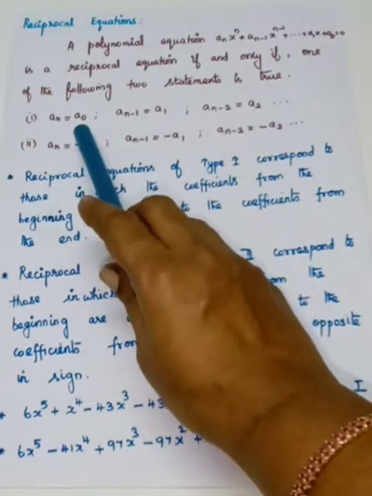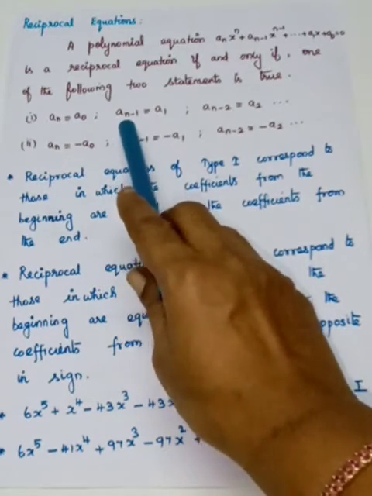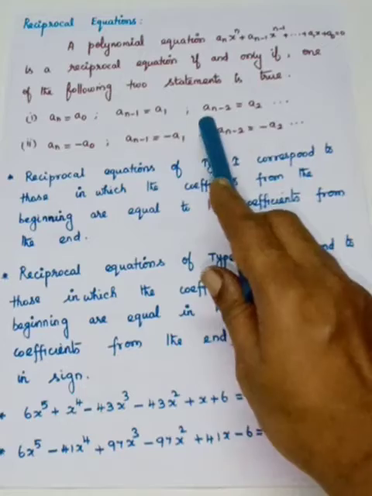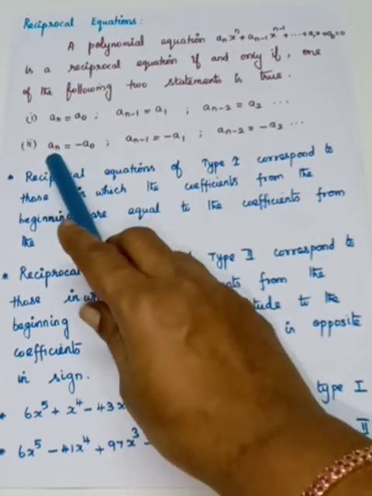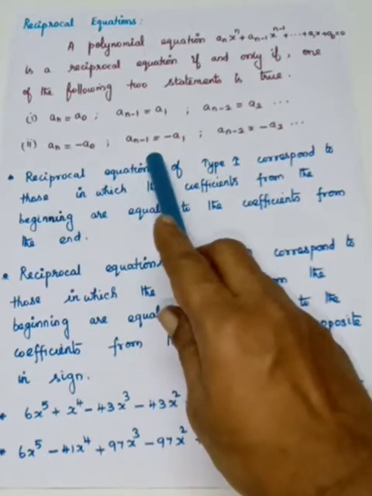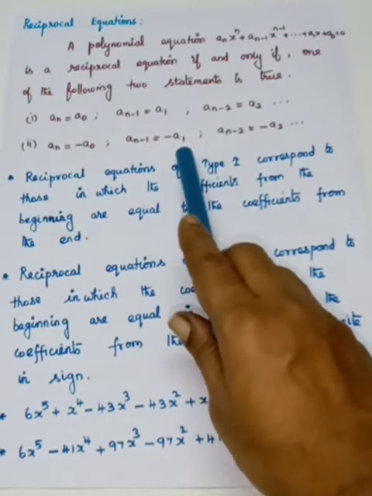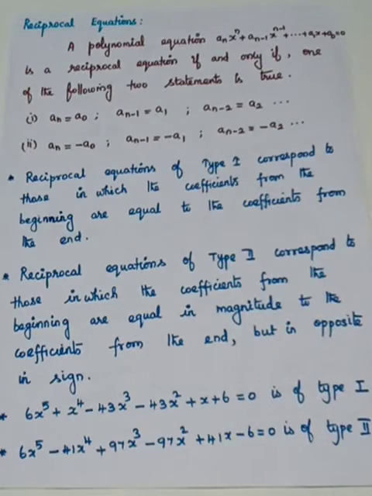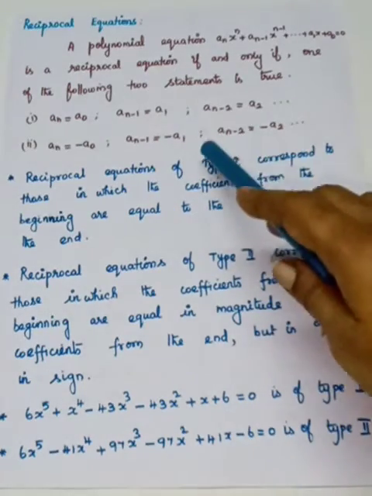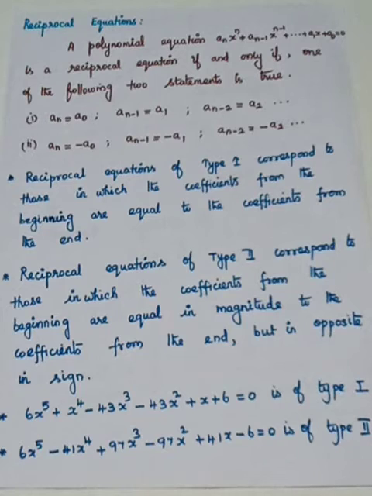So a_n is equal to a_0, and the next term a_(n-1) is equal to a_1, a_(n-2) is equal to a_2, etc. Otherwise, a_n is equal to minus a_0, a_(n-1) is equal to minus a_1, a_(n-2) is equal to minus a_2. If either of the statements is true, the polynomial equation is called a reciprocal equation.